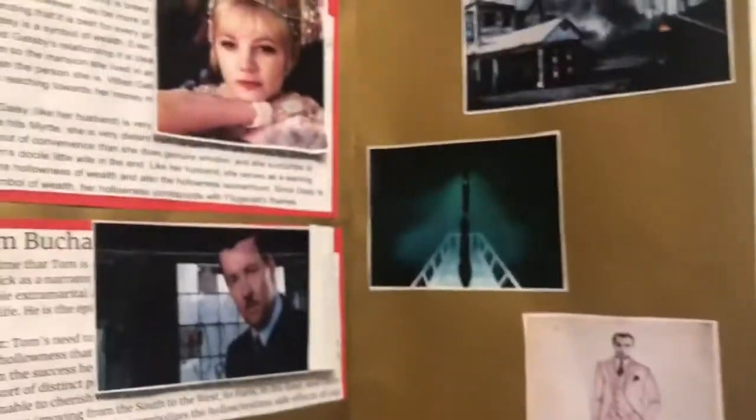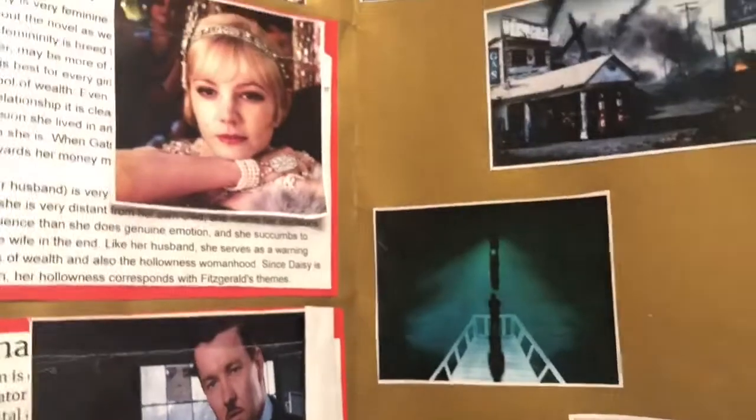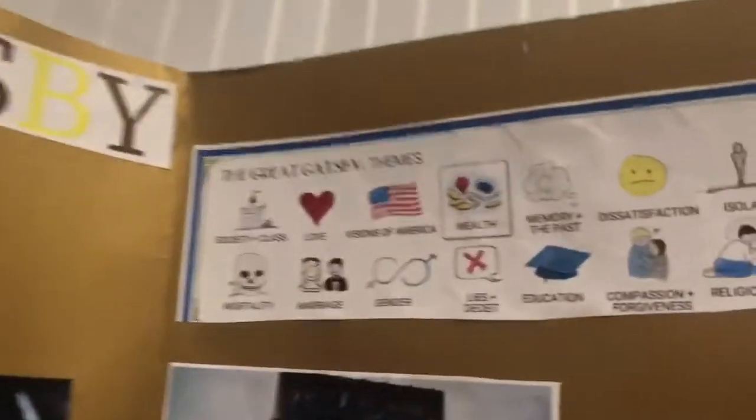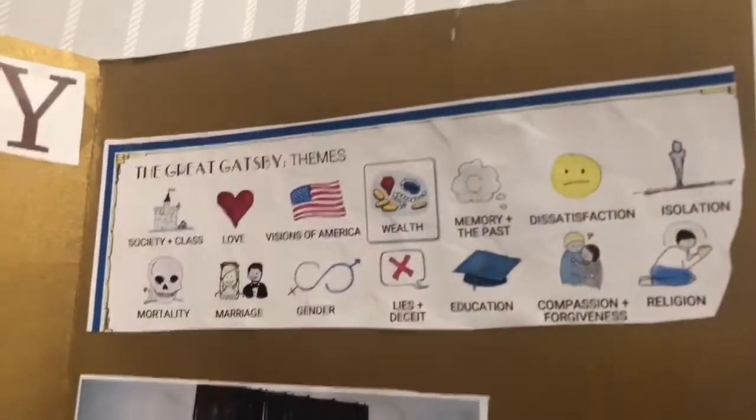The poster that we made. So this is Gatsby's hydroplane, and this is Gatsby's pink suit, and this is Gatsby. All of these are in the novel, The Great Gatsby. This is a dock, green light, and this is the Valley of Ashes. And these are the themes of the book.